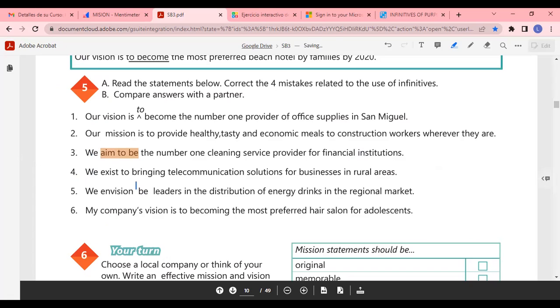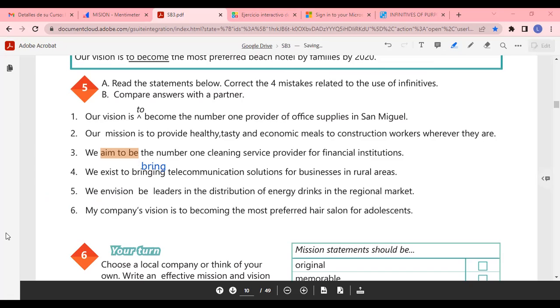Ana Veronica, can you help me with number four, please, miss? Okay. Thank you. We exist to bring in a telecommunication solution for businesses in rural areas. Is there a mistake? No? Yes. What is the mistake? Bringing. ¿Y cómo tendría que ser lo correcto? To bring. Exactly, to bring. No debe de llevar ING, ¿verdad? To bring. Very good.